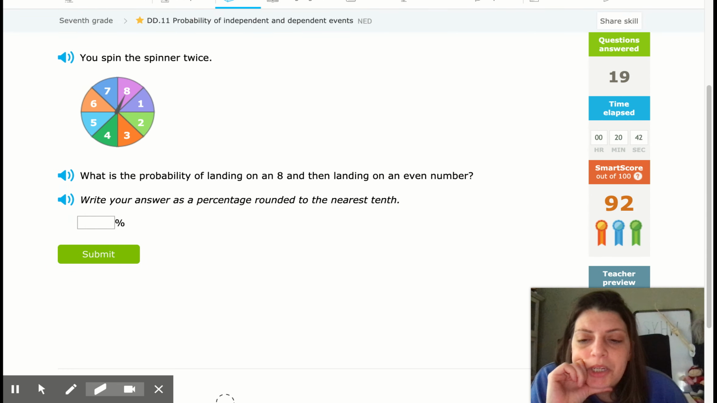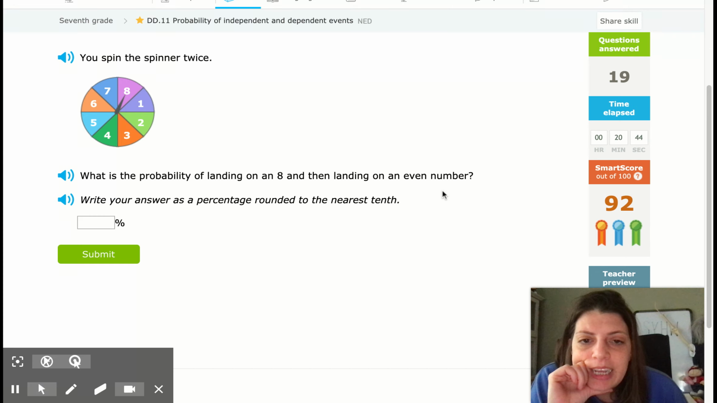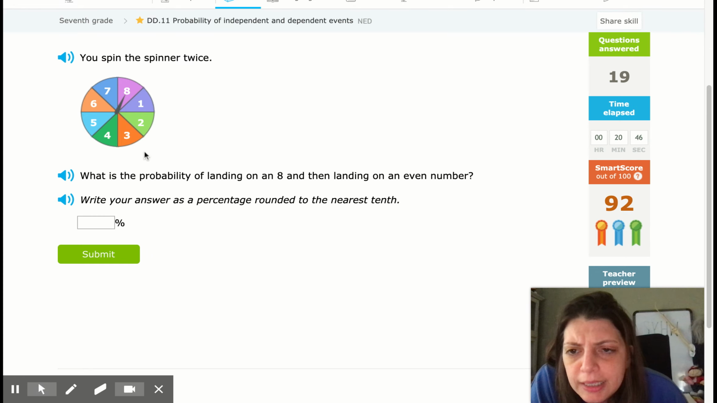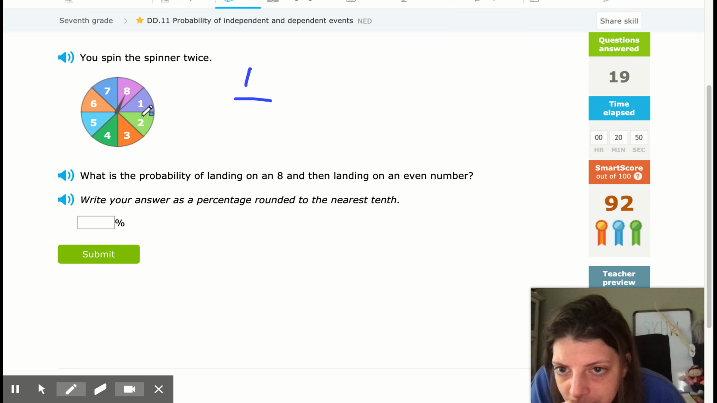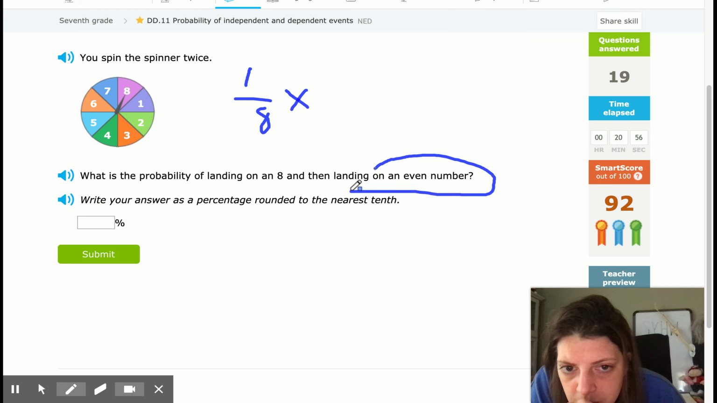What is the probability of landing on an 8 and then landing on an even number? Oh, okay, 8. I see, 1 out of 8. I'm going to have to do times even number. 1, 2, 3, 4. So half of them are even.